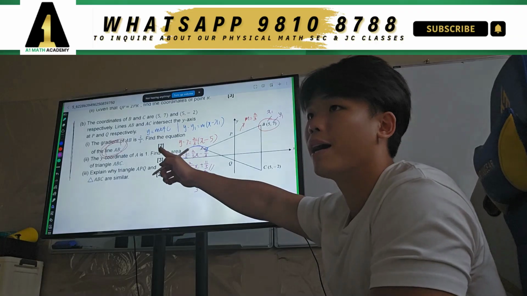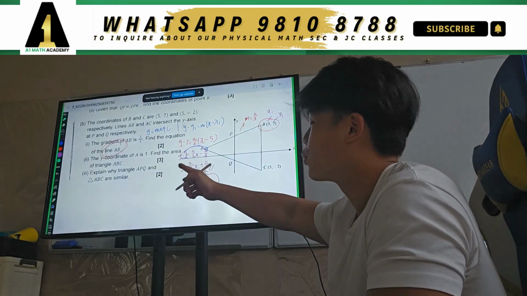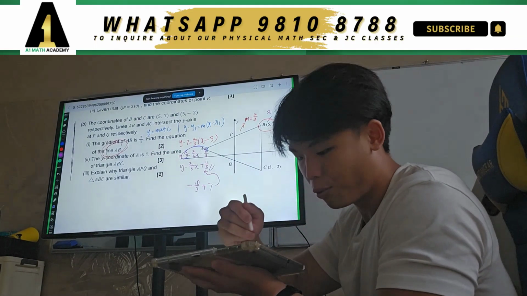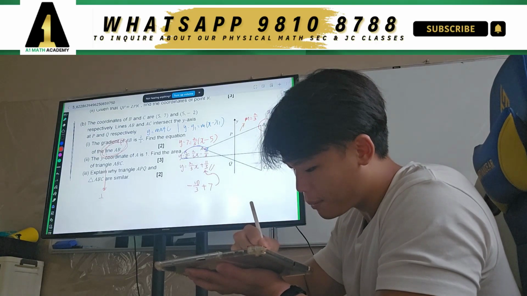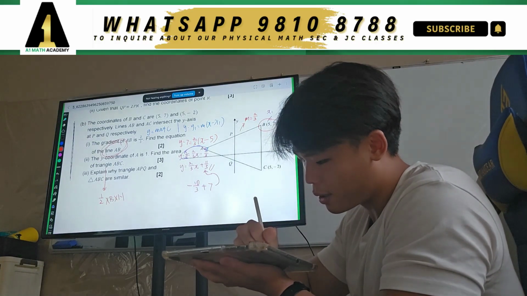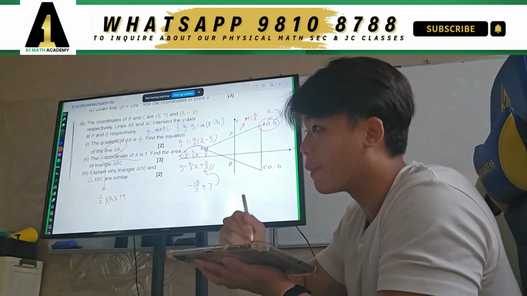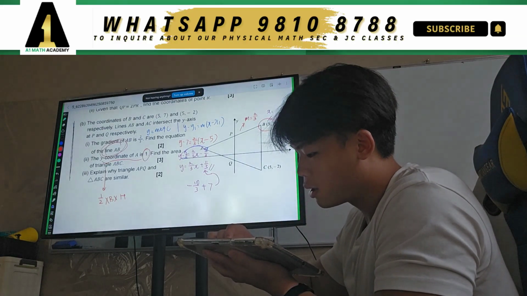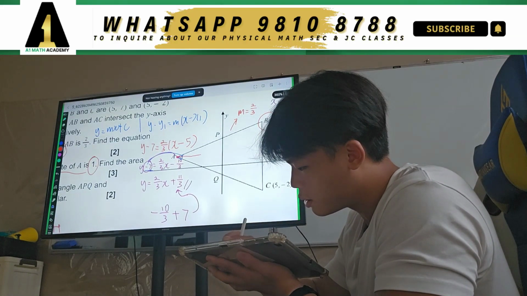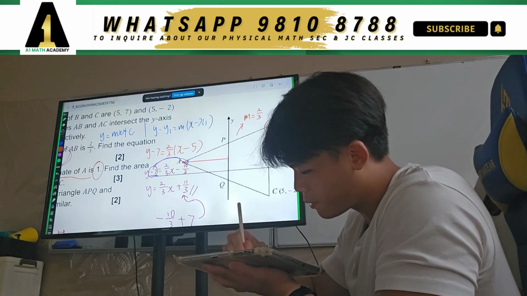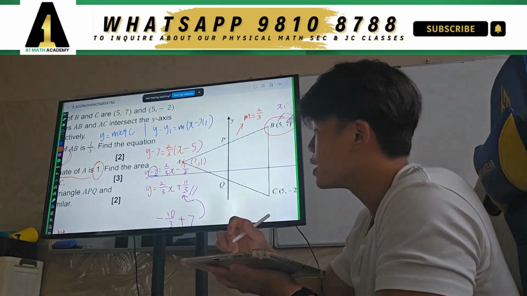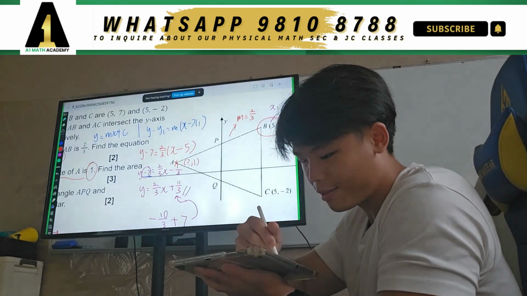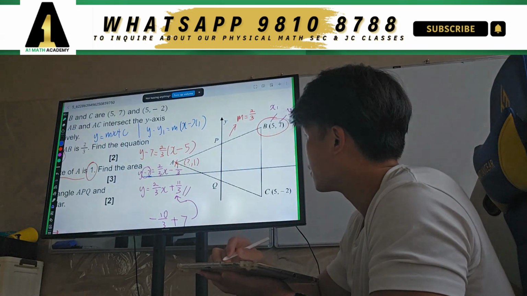For part I, find the area of the triangle. What formula will you use? Area of triangle is half times base times height, right? They tell you that the y coordinate of A is 1. So what does that mean? It means that this over here is 1. Agree? Yes, it's something common 1.